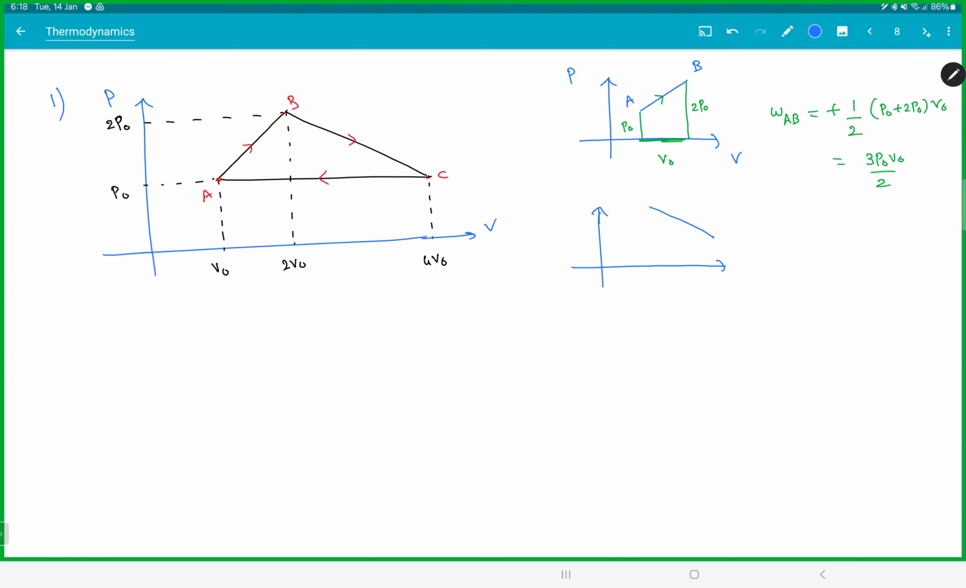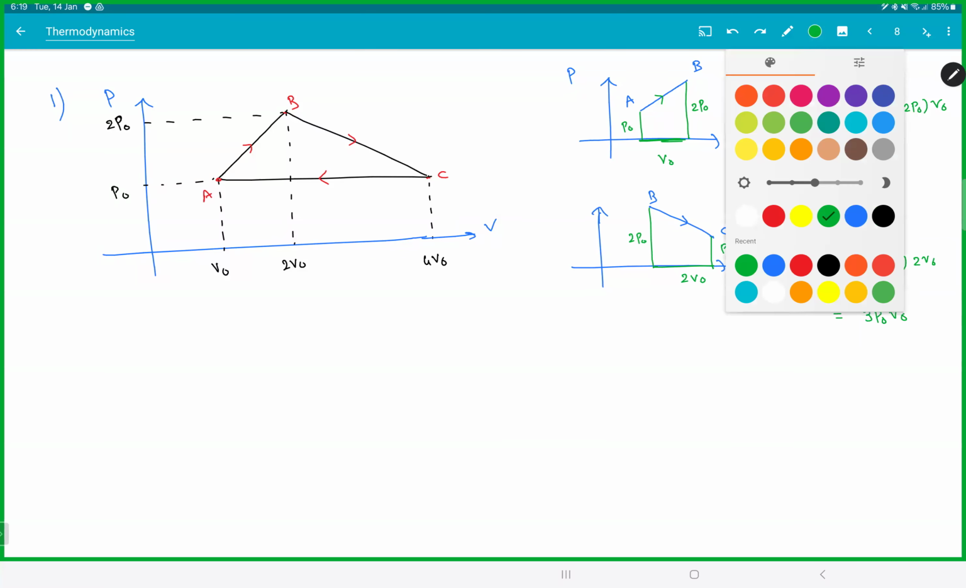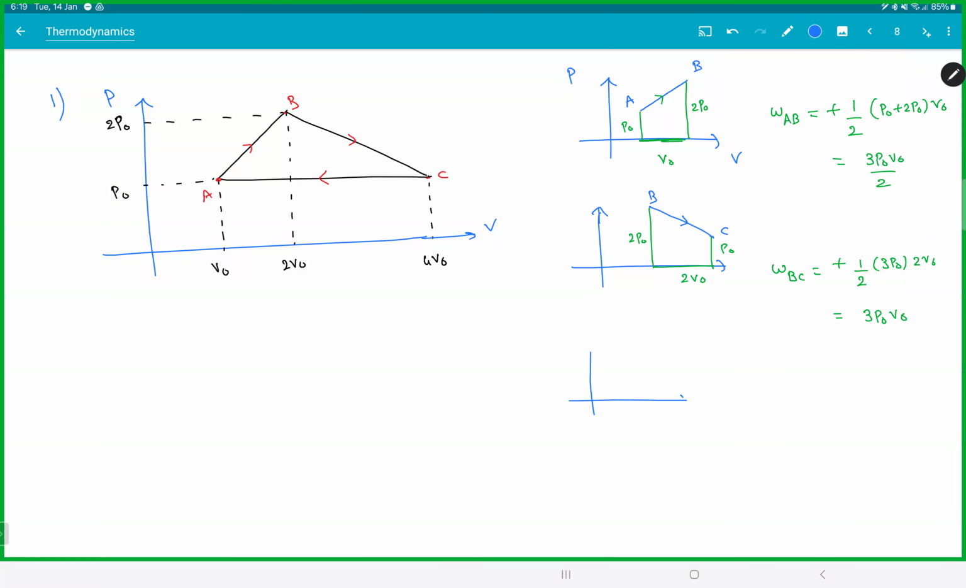Similarly, when you go from B to C, here also the arrow is going from left to right, so this is also positive. This base will be 2V naught. This is 2P naught and this is P naught. So work done from B to C is also positive, half into the sum of the parallel sides into V naught, so this would be 3P naught V naught. In case you forgot the trapezium area, just split this into a triangle and a rectangle. Then work done from C to A, it is one rectangle.